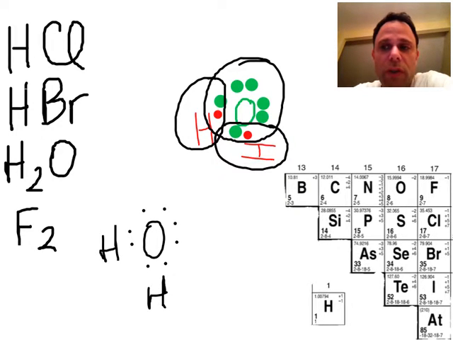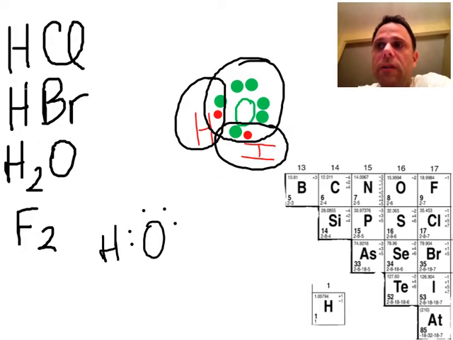That's without all the twisting, just so you know. Alright, now there are 2 bonds here, 2 single bonds, one between this hydrogen and oxygen right here, and this one right here. Now let's do the elemental fluorine.